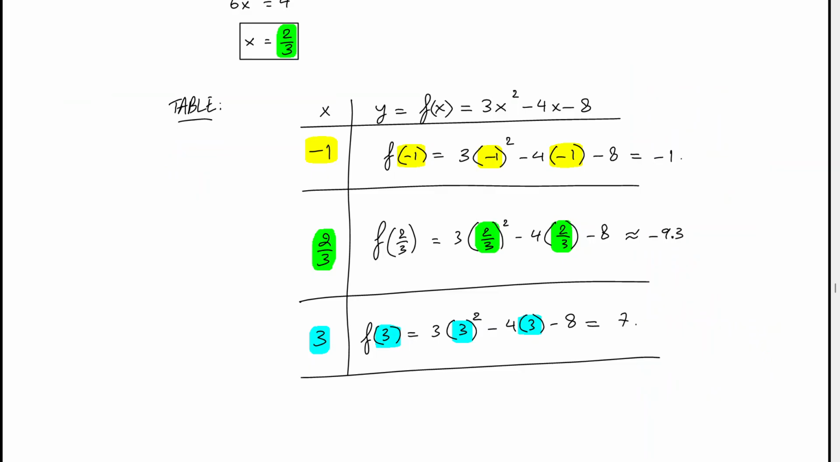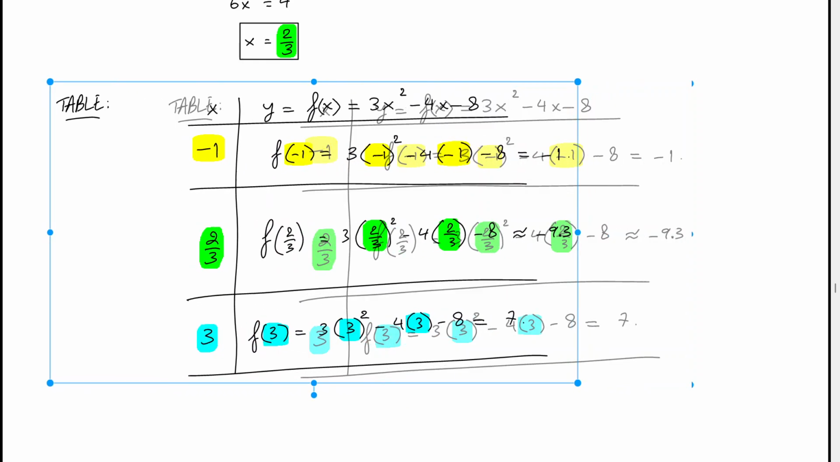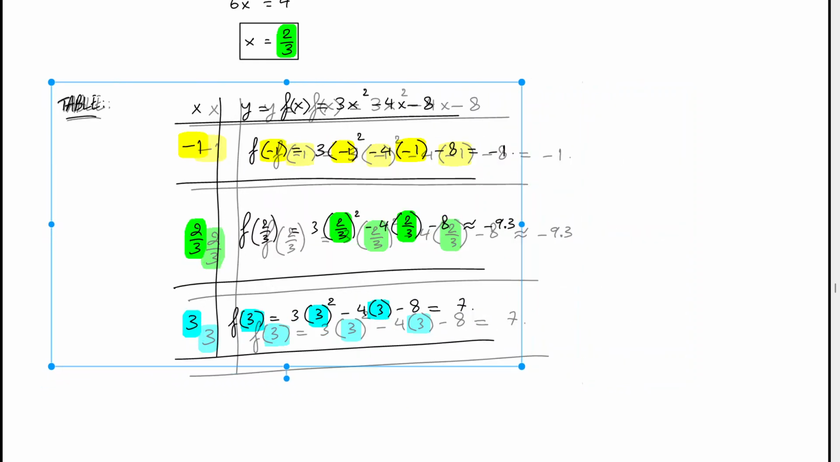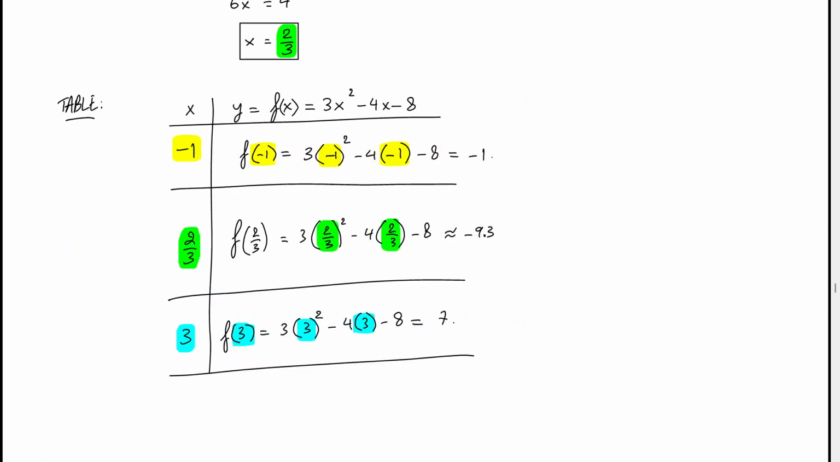Okay, so now that we finished this table, we are done building the table. We need to decide where the maximum and where the minimums are. So the table is going to help me. So I'm going to now look at the values that I got at the end. Which number is the biggest number? So I've got -1, -9.3, and 7. Which one is the biggest one?